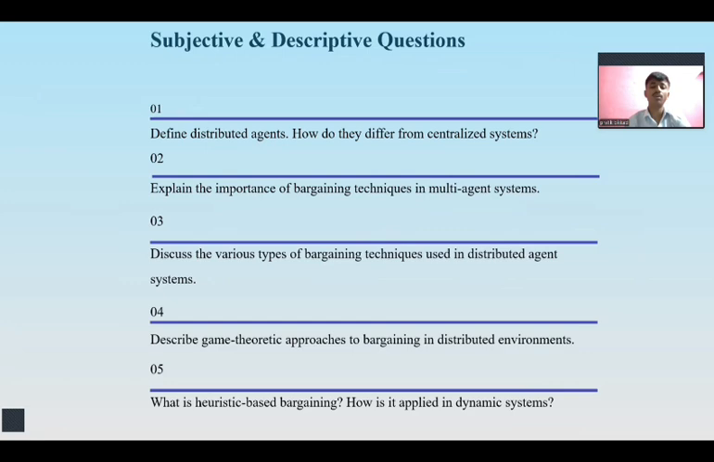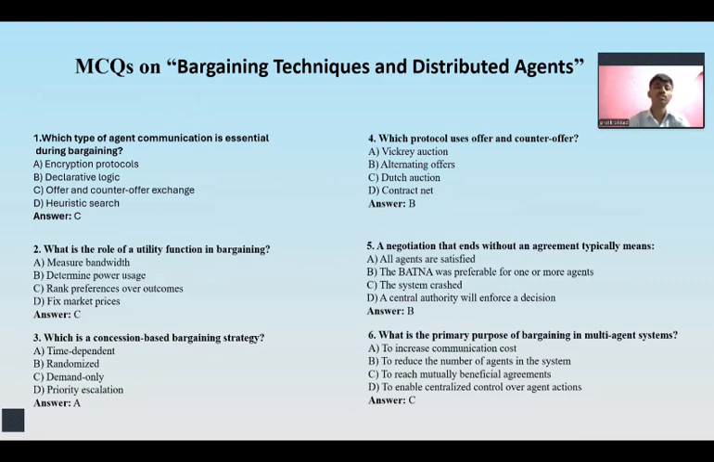Fourth, describe game theoretic approaches to bargaining in distributed environments. Fifth, what is heuristic based bargaining? How is it applied in dynamic systems? Now we will see the MCQs on bargaining technique and distributed agent.